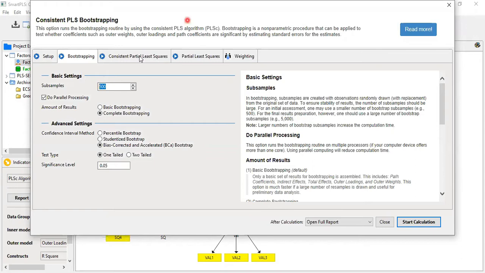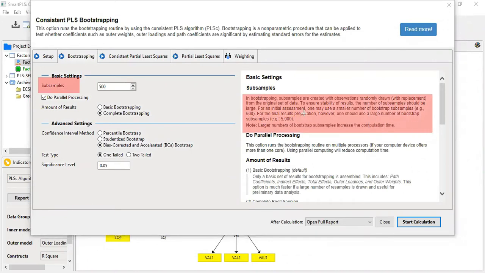Here some of the guidelines are there regarding the subsamples. In bootstrapping, subsamples are created with objects randomly drawn with replacement from the original data set. That means the software is randomly making, depending on this range, 5,000 subsamples for you, and then it provides the results to ensure stability of results.